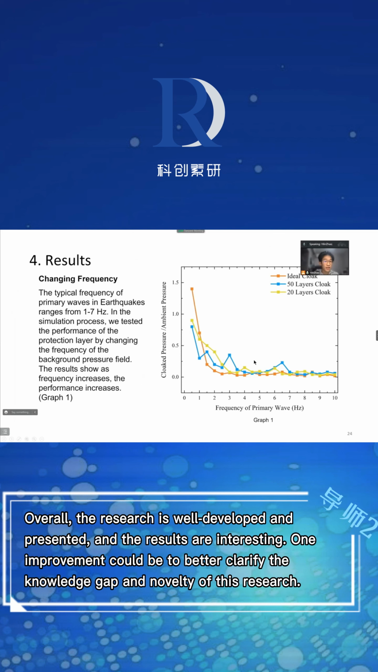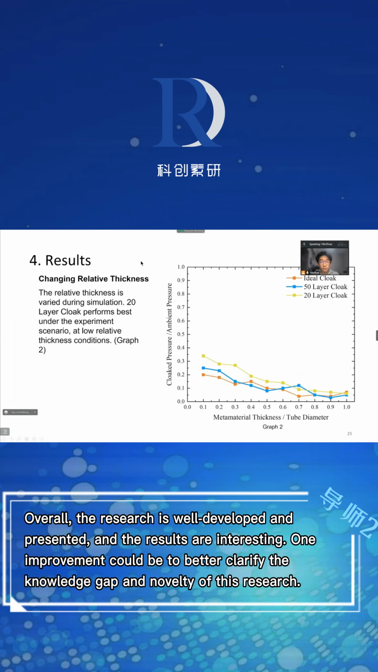And we have changed our frequency as well, because obviously the seismic waves have different frequencies. From a frequency range of 0.5 hertz to 10 hertz, it has a positive result. But at 0.5, it's not working too well. It actually enlarges the pressure, but for any frequency bigger than 1 hertz, it works pretty well. And its performance becomes better as the frequency increases. How about changing the relative thickness? We found that at this condition, the 20-layer cloak performs best at low relative thickness conditions.